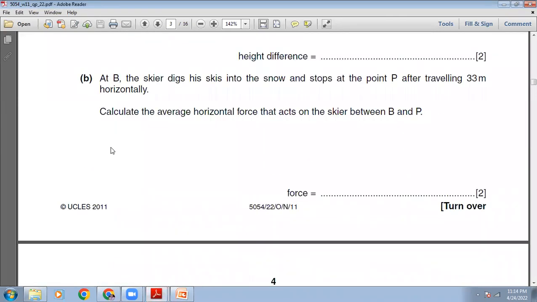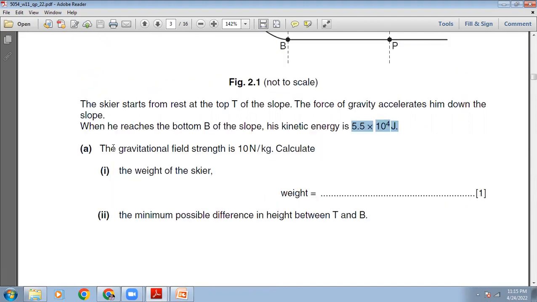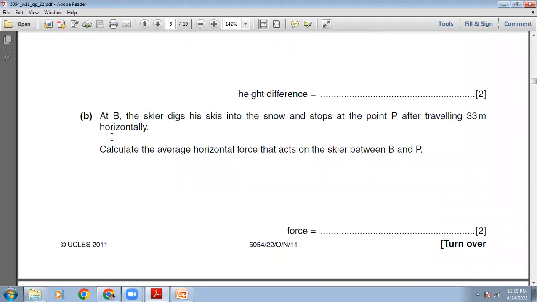Okay. Then at B, the skier digs his skis into the snow and stops at the point P after traveling 33 meters horizontally. Calculate the average horizontal force that acts on the skier. You see, you have to make the kinetic energy 0. When you stop, whatever was your kinetic energy, you have to make it 0. So the work done is equal to the change in the kinetic energy. The kinetic energy was 5.5 × 10^4 joules, and you have to make it 0.